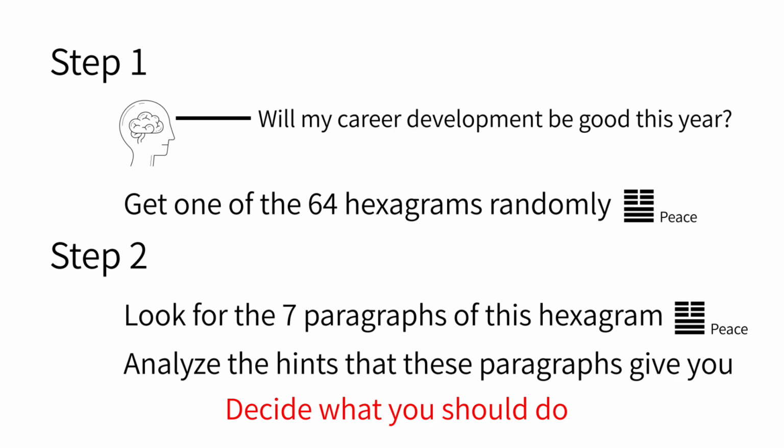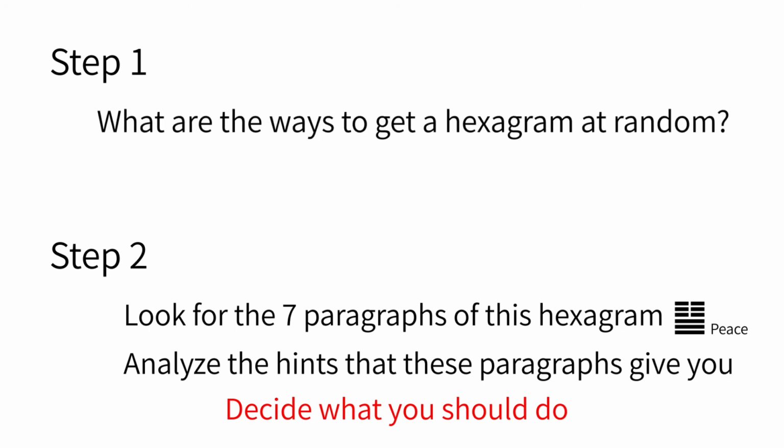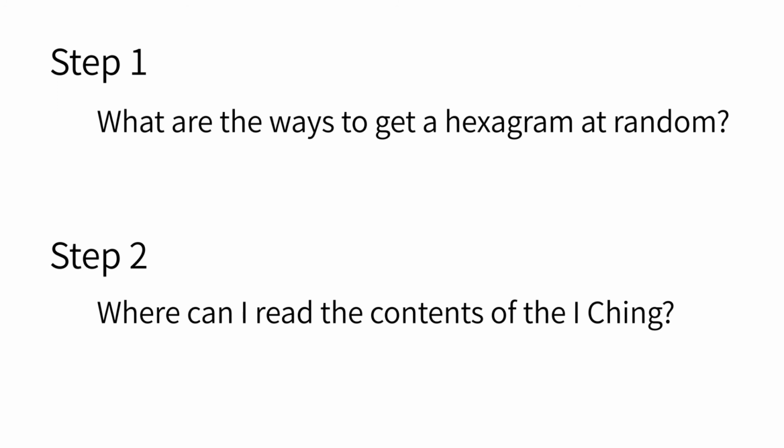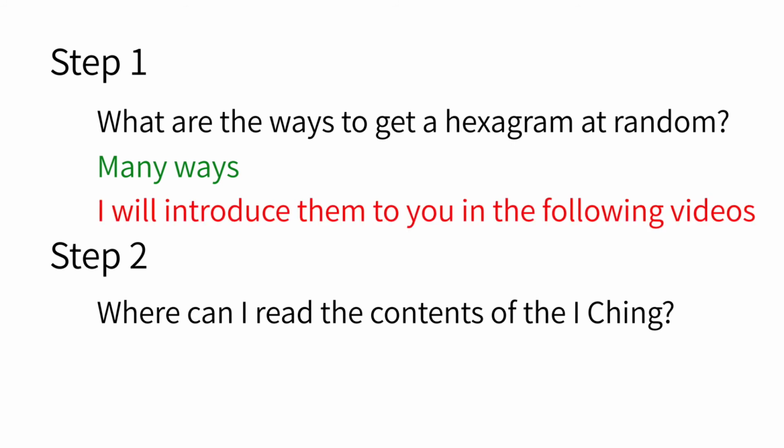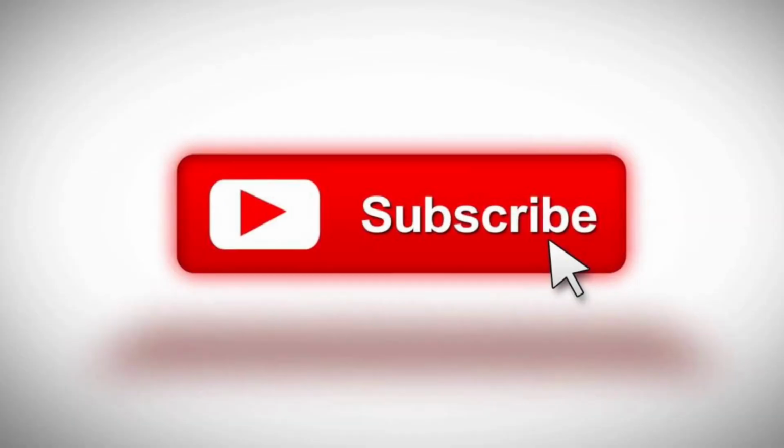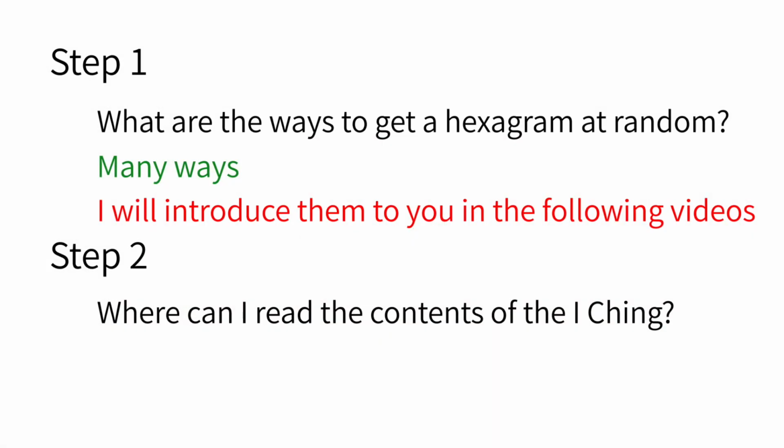As I said before, it is really simple, right? I guess you must have 2 questions now. What are the ways to get a hexagram at random? Where can I read the contents of the I Ching? There are many ways to randomly get one of the 64 hexagrams, and I will introduce them to you in the following videos, and they are very simple.